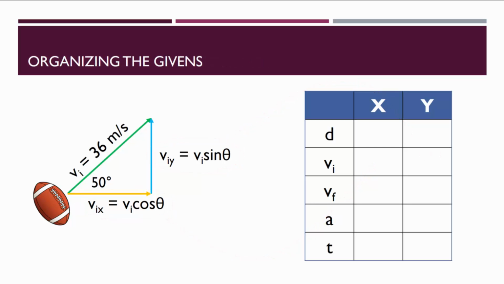Let's start actually filling out this chart. 36 meters per second times the cosine of 50 degrees is 23.1 meters per second, so we'll plug that in for VIX. 36 meters per second times the sine of 50 degrees is 27.6 meters per second, so we'll plug that in for VIY.